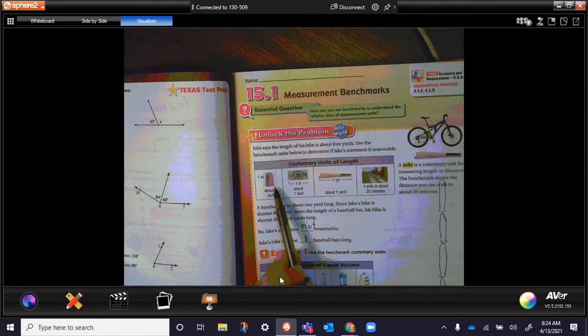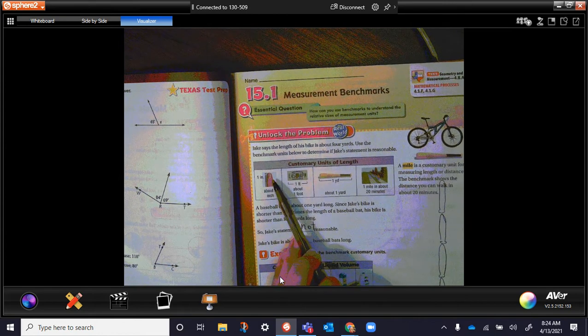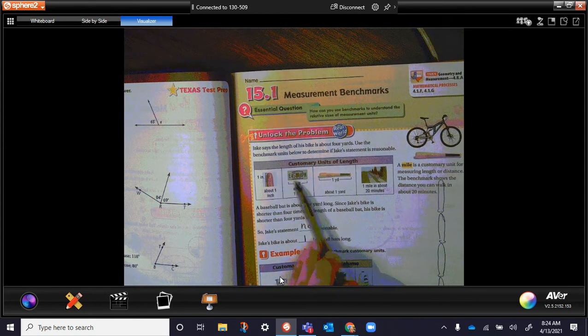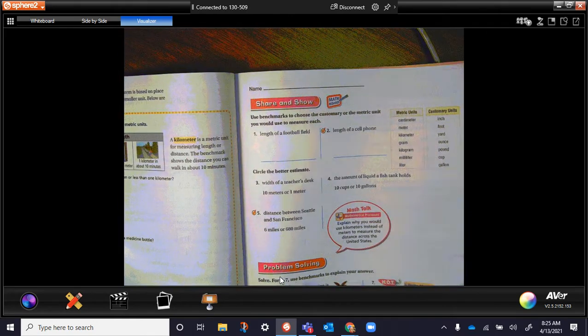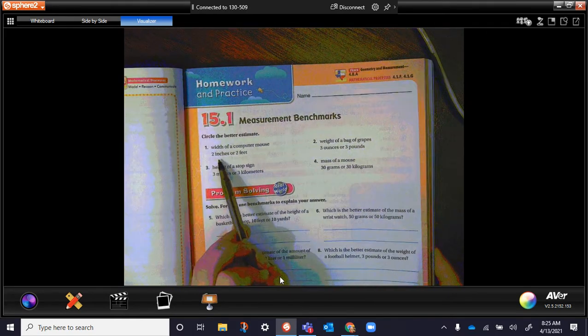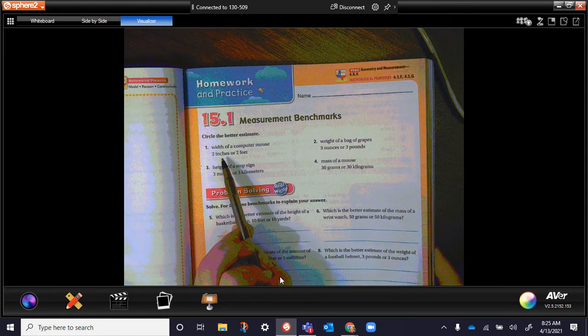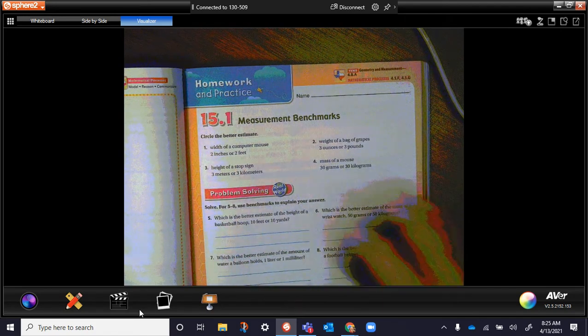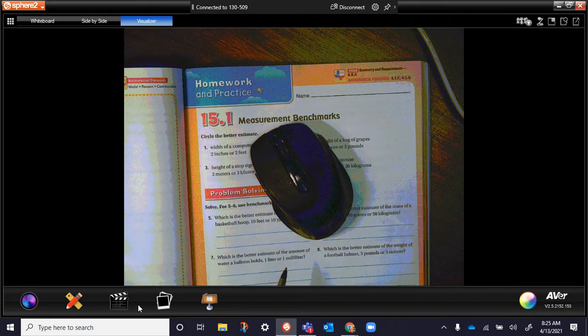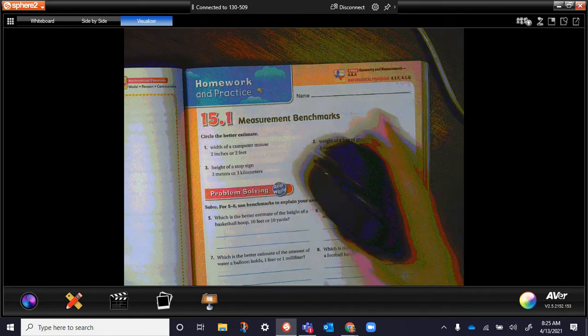So for a computer mouse, am I going to use the finger, or am I going to use the license plate as a benchmark? So think about that. And then also make sure you look at the number, because this is 2 inches. So it would be 2 of those fingers versus 2 of the license plate. So think about a computer mouse. What would be closer? And then circle that on here.